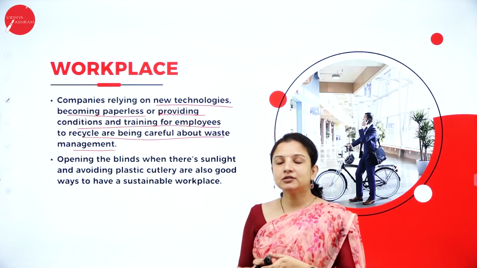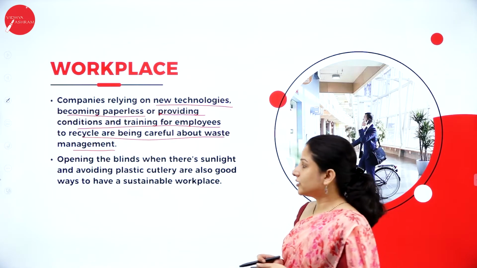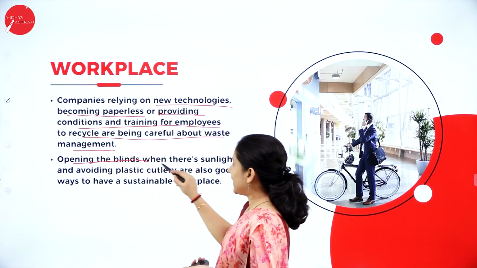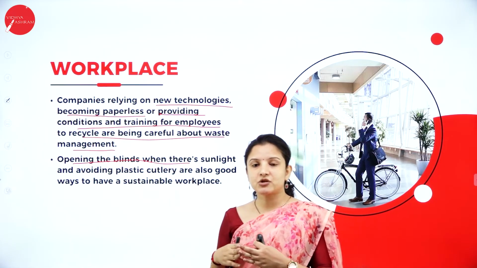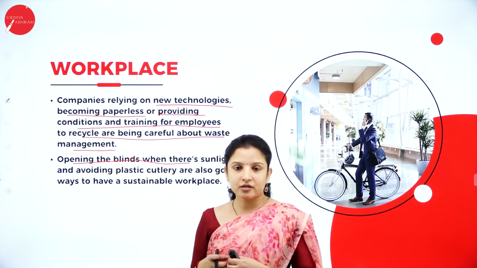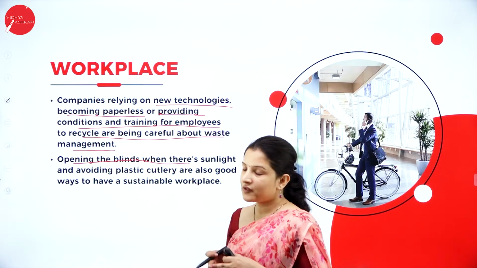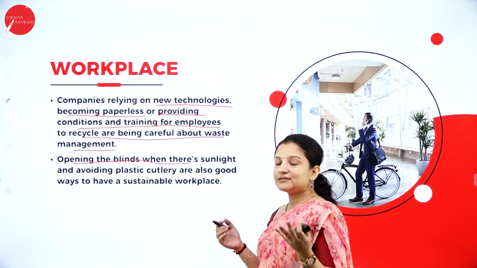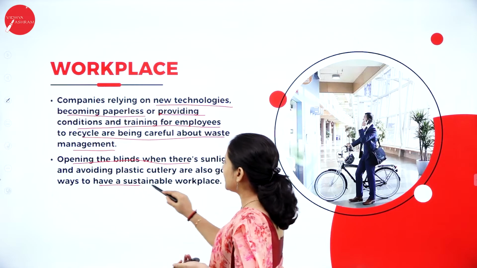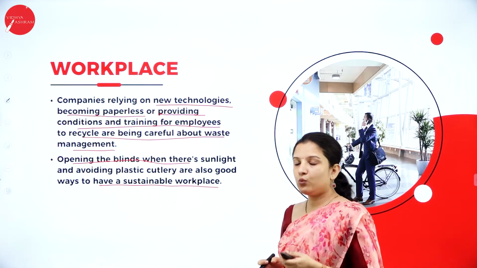And also, instead of using lights and all that, it is better to open the blinds and allow the natural sunlight. The office should be constructed in such a way that natural light can enter, so that you can minimize the use of lights. All these are good ways to have a sustainable workplace.